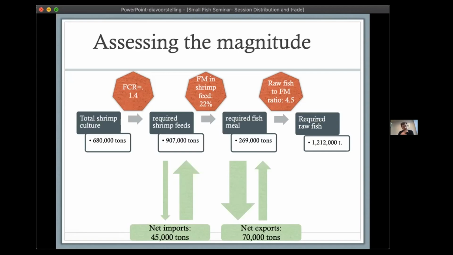And if you use this data, and if you also include the import and export data of fish meal and feeds, you can actually calculate how much fish meal is being produced in India. And to our surprise, and perhaps shock, we found that 1.2 million tons of marine fish, that is about a third of the official total landings, are being used for fish meal production in 2018.